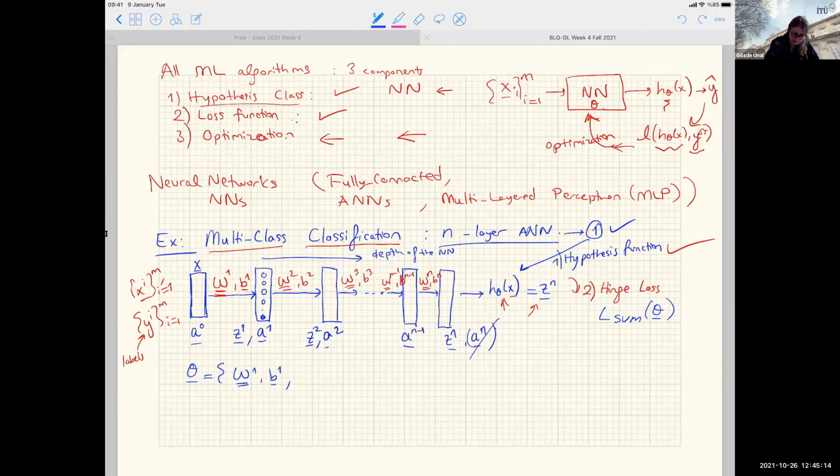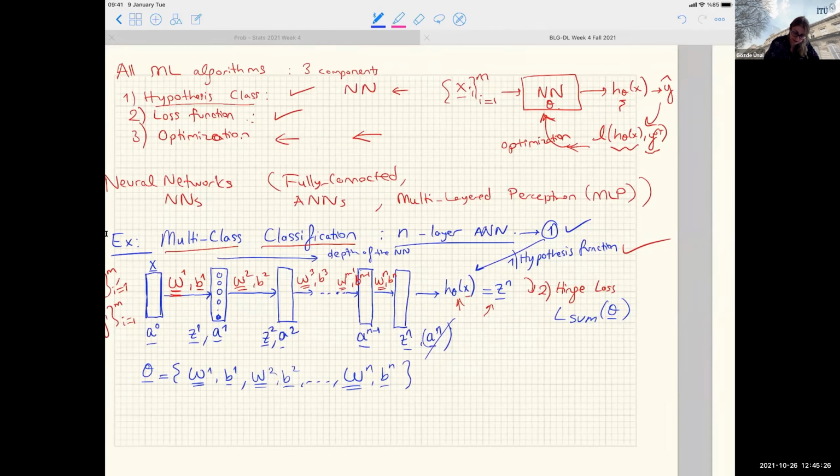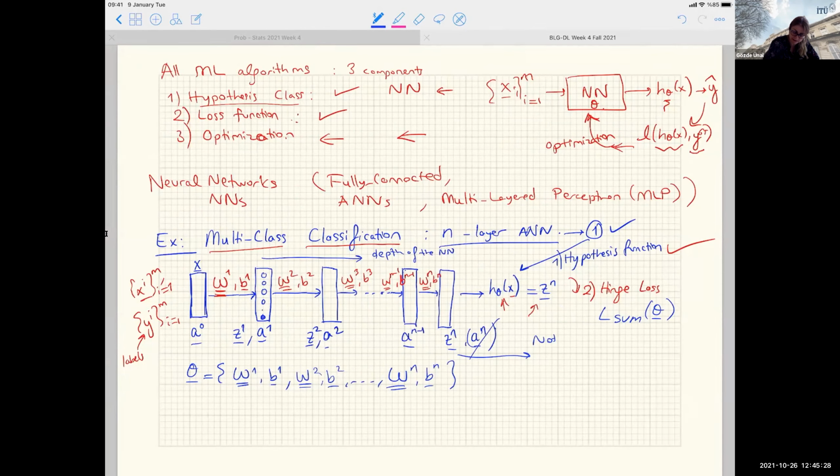We'll deal with it. Omega 2, b2, omega n, and the last layer, bn. These are the parameters. And typically, I should also note, the last layer is used without the activation function, to be able to use the full vector there without squashing it. That's the idea.